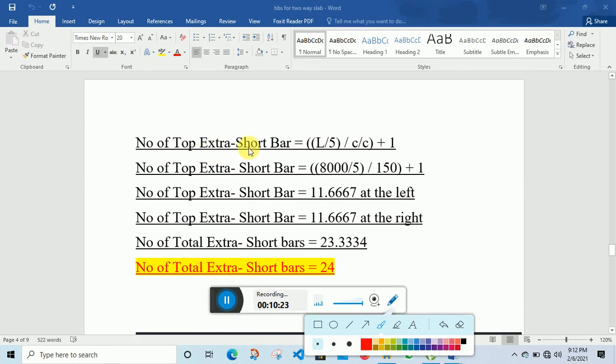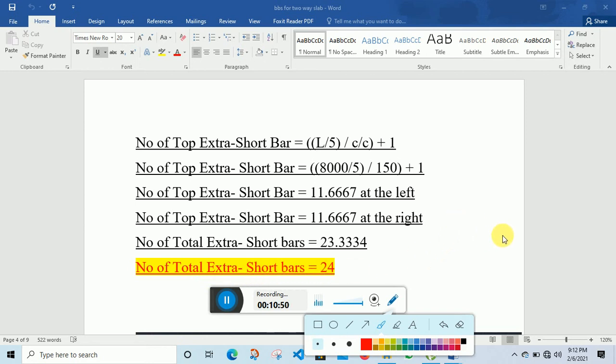Now look here. Number of top extra short bar: L divided by 5 divided by center to center plus 1. So we will take 8000 here divided by 5 divided by 150 plus 1. So I will get 11.667 at the left side, and also at the right side. When I add both, I will get 23.334. So this is the total number of top extra short bar.